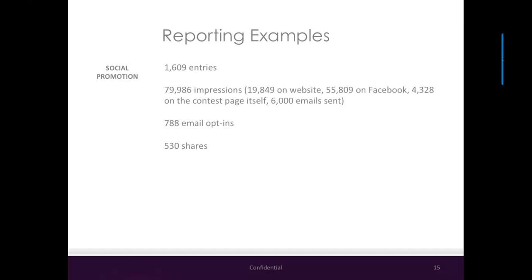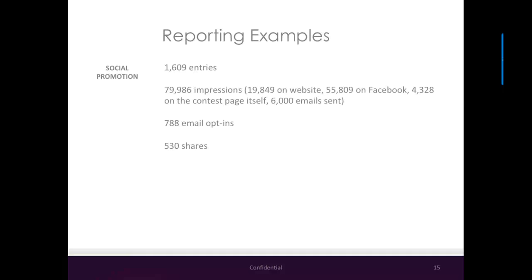So with social promotions, we had a few people ask, well, what does this really mean? Hopefully, as we've covered each of these things individually, now you have an idea. It's how many people saw it? How many people took action? How many people were engaged? And in the case of social promotions, you also have the email opt-in, which is important.